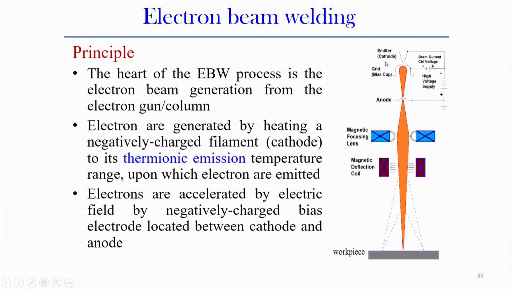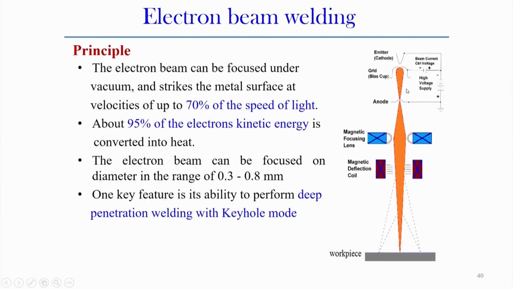If you see the picture also, that bias is basically present between the anode and cathode. After emission of the electron, it is accelerated, and the next step of the electron beam welding process is that the accelerated electrons are focused using the magnetic focusing lens, and with the help of the magnetic deflection coils we can deflect the electron beam to the desired position. So, these are the basic steps.